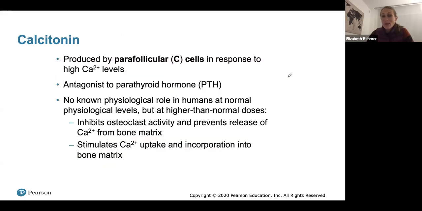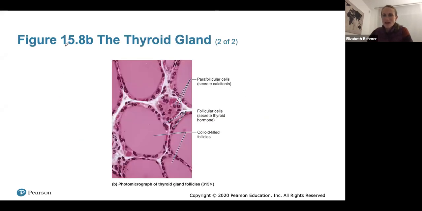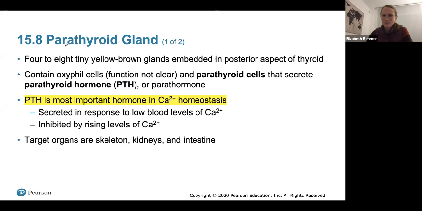Calcitonin is produced by parafollicular cells in the thyroid. They're the antagonist to parathyroid hormone. So parathyroid hormone will increase blood calcium levels, and calcitonin tones down blood calcium levels. It decreases calcium in the blood. It'll take calcium in from the blood and store it in your skeleton. So that's calcitonin, secreted by the parafollicular cells.